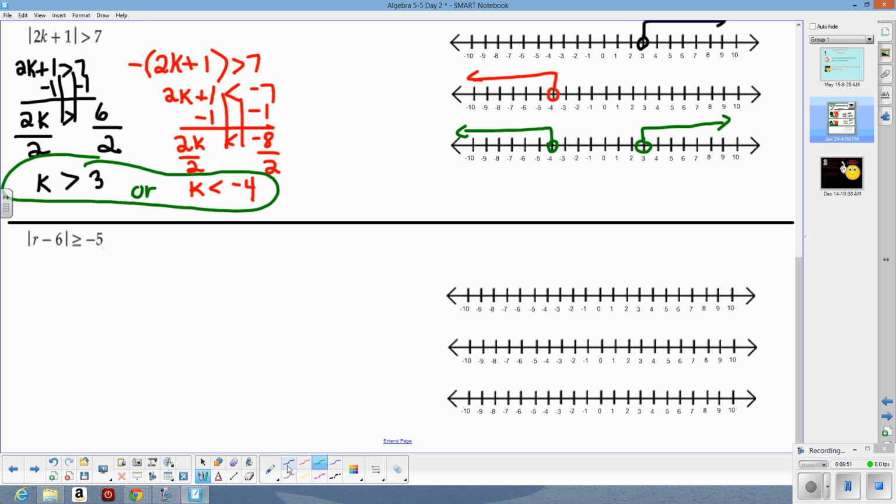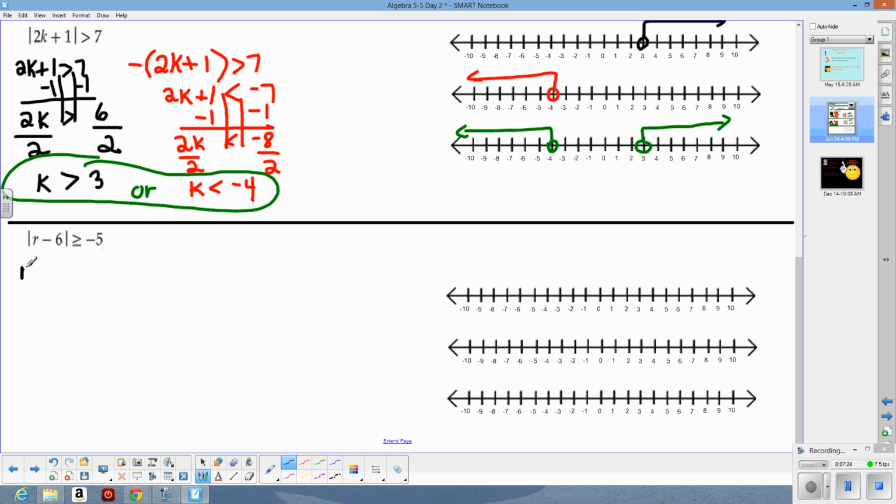Our last one is a little bit of a trick. If you take the absolute value of something, it's always going to be positive, and a positive number is always going to be greater than or equal to a negative number. So it doesn't matter what we plug in, this one is going to work out. So the solution is all real numbers. I can tell that just by looking at it because I know I'm going to get a positive number on this side, and a positive is always going to be greater than a negative. However, we can work it out so you can see that.